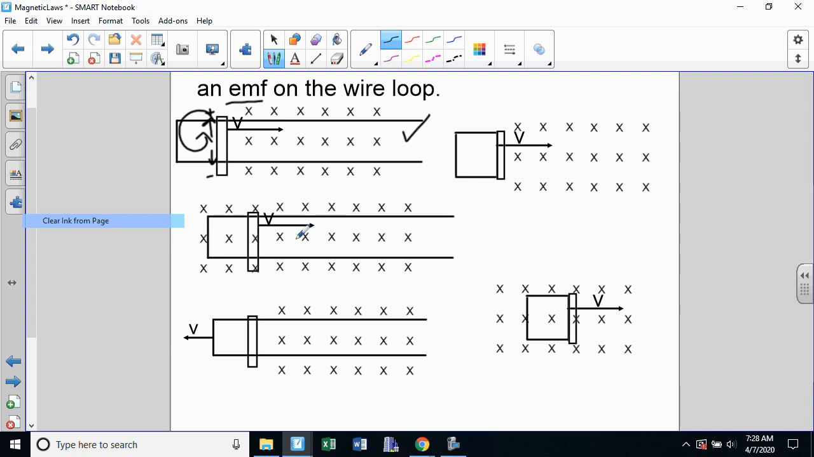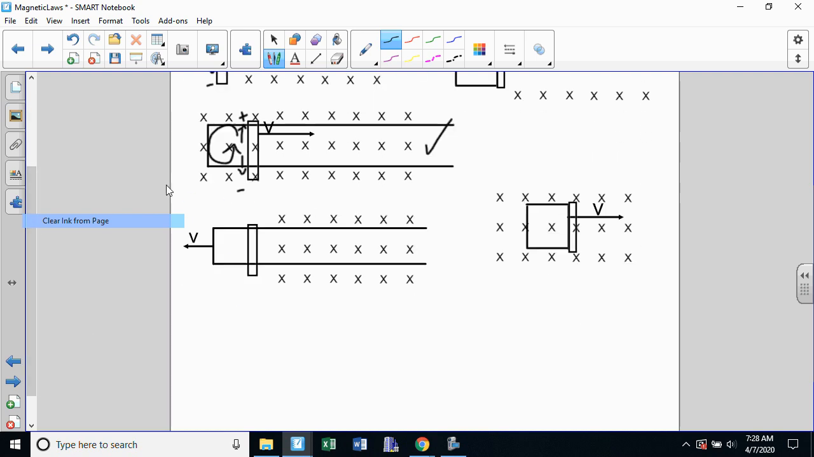If I do QV cross B, I still notice that the positives want to go up, the negatives want to go down, so I will induce an EMF. And again, the current is going to be counterclockwise, the conventional current in that loop. Okay? Now it gets a little bit more interesting.